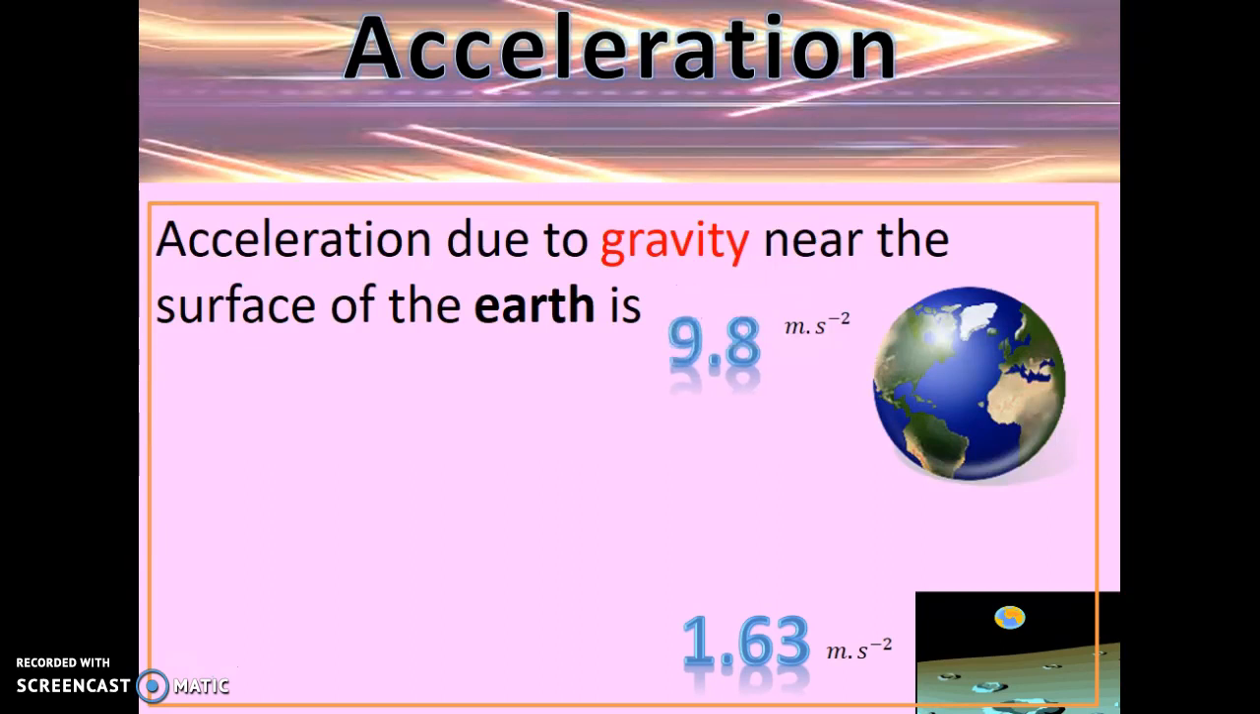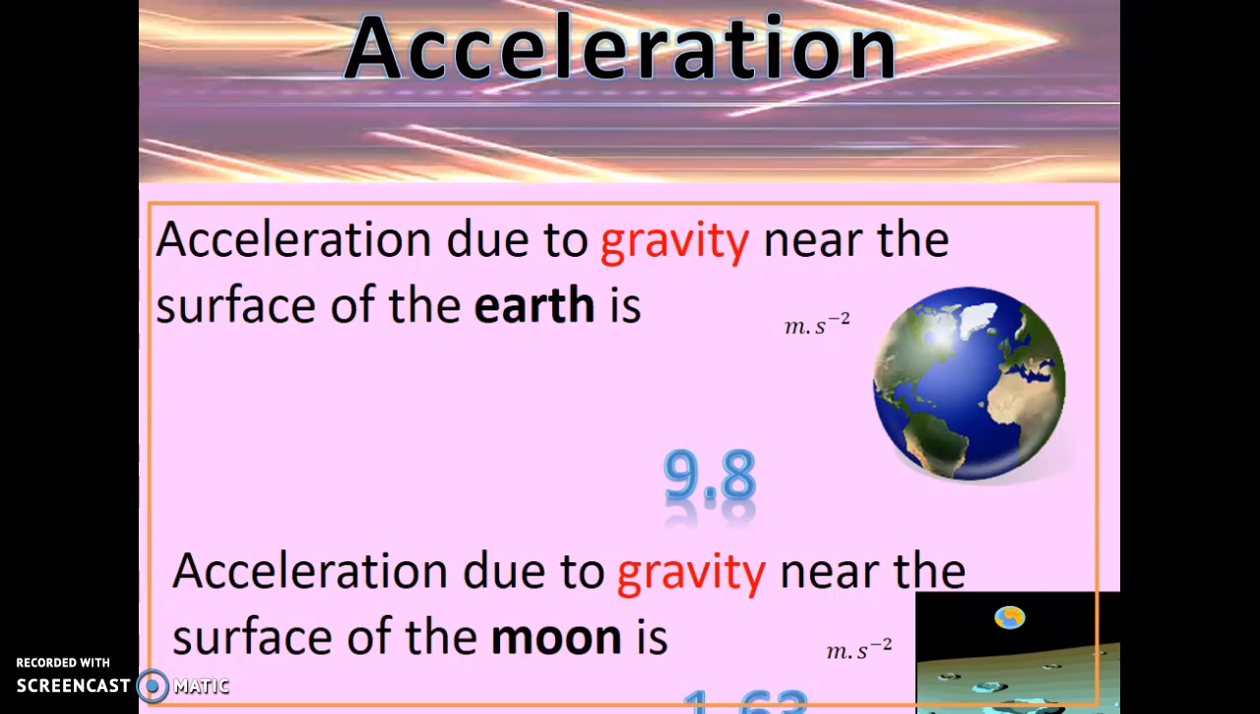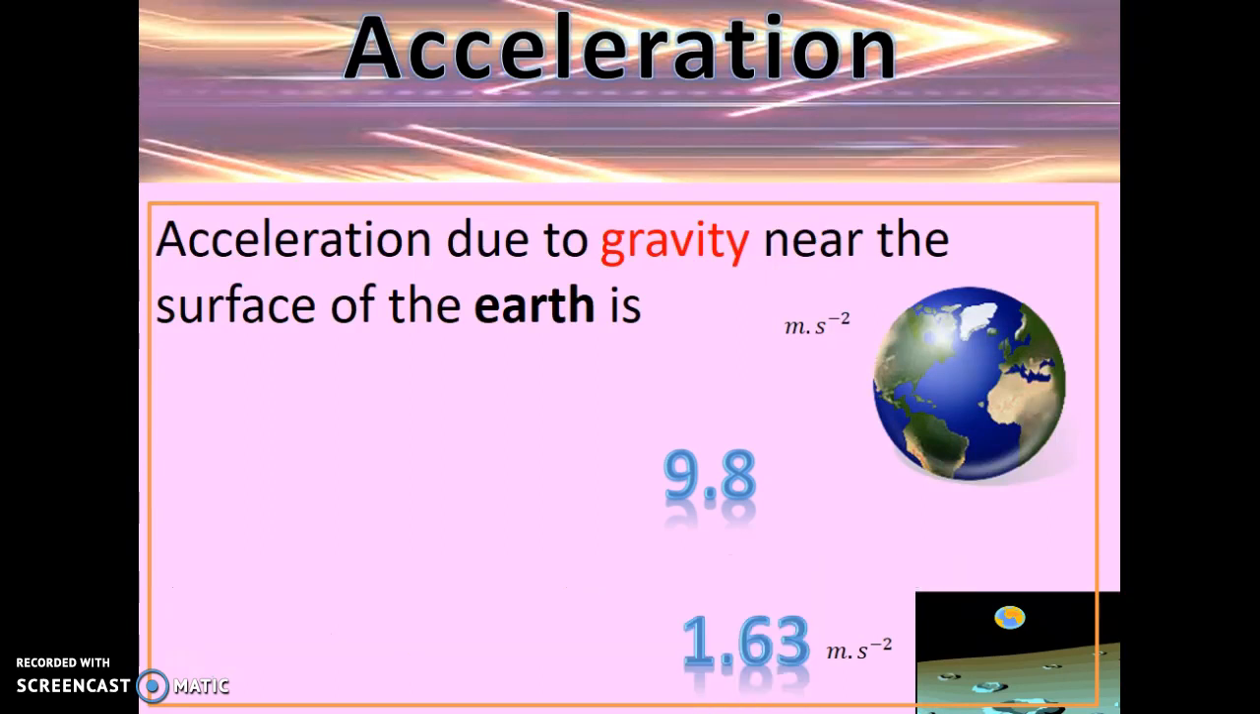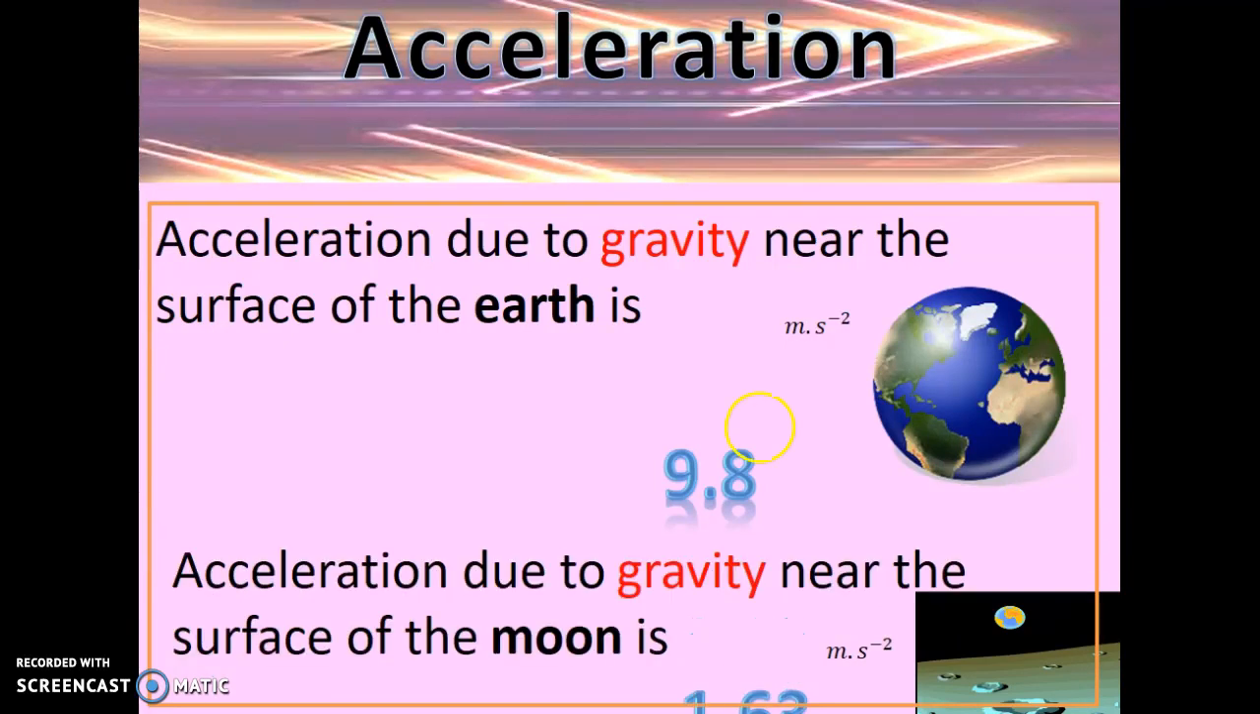Right? And that is slightly different on the moon, in that on the moon it's only 1.63 meters per second squared. So the acceleration due to gravity is about 1/6 the value that it is on the surface of the Earth.